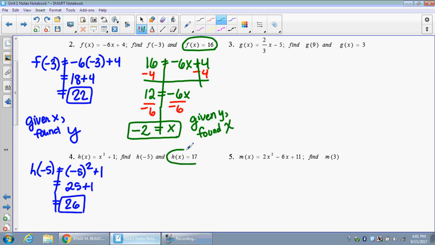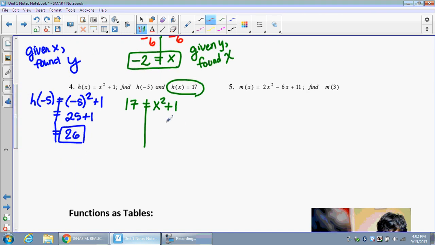H of x equals 17. I am being given a value for y. So I'm going to set 17 equal to x squared plus 1. And let's solve. So I see that I have a positive 1. I can subtract that over. Blast from the past. How are we going to solve this? This is x squared. The inverse operation.